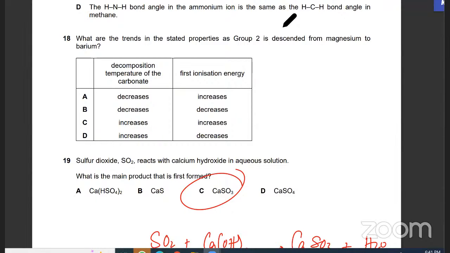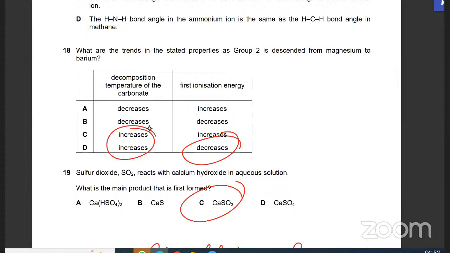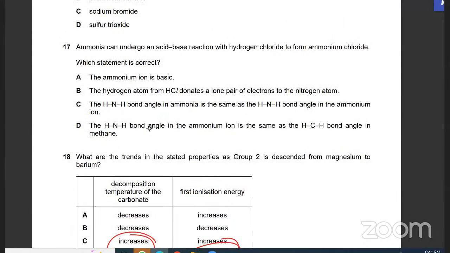Anyway, so decomposition temperature of the carbonate down the group increases or decreases? Increases. Okay, so it's harder to decompose. And first ionization energy down the group decreases or increases? Decreases. So that's it: you get bigger atoms, easier to lose electrons.